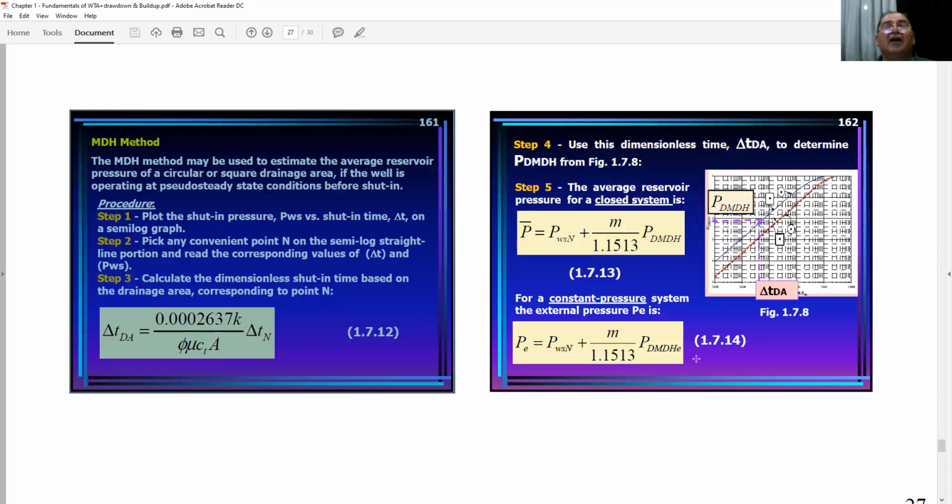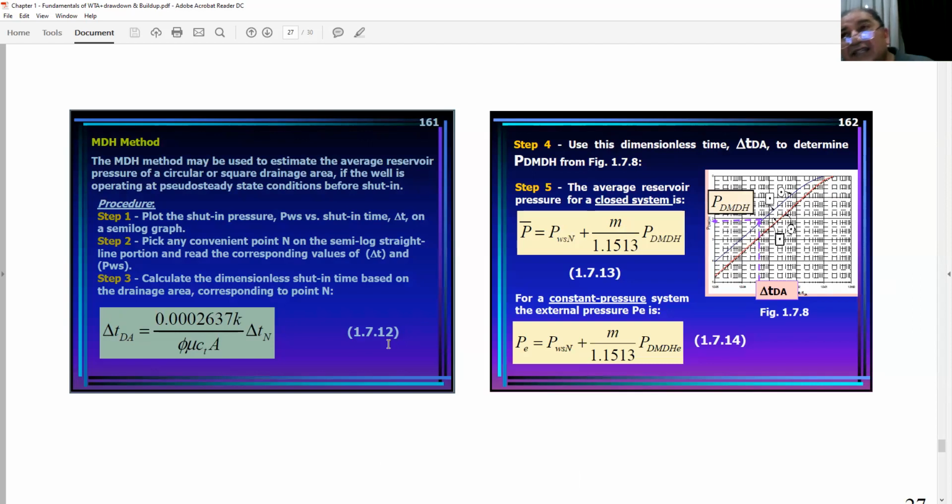Let me repeat what I have said for MDH. We go with the MDH plot, plotting delta T as it is versus PWS. When you have your plot, pick any time point, go to the infinite-acting line, and read the pressure. So you have delta Tn and PWSn. Then for delta Tn, calculate the dimensionless time, delta TDA, using equation 17.12.